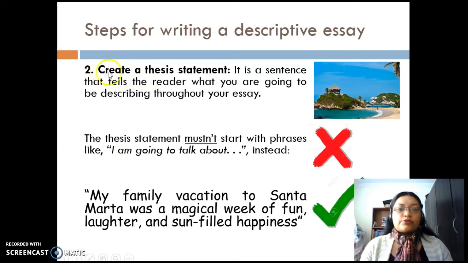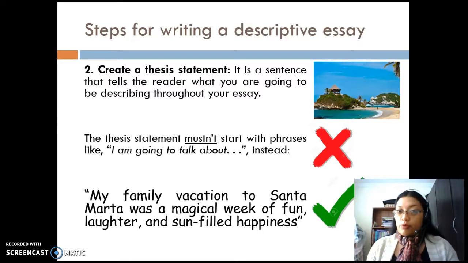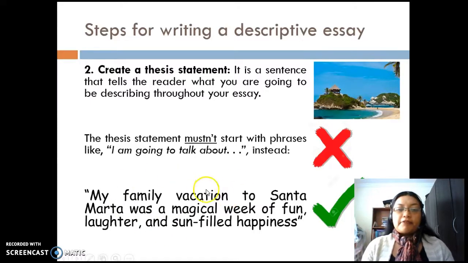Step number 2 is to create a thesis statement. What is a thesis statement? It is a sentence that tells the reader what you're going to be describing, what you're going to cover throughout your essay. So you shouldn't have a sentence like this: I'm going to be talking about, or I'm going to talk about. No. Instead, you should include more details in relation to what you're going to explain in your essay. For example, my family vacation to Santa Marta was a magical week of fun, laughter, and some feel happiness.